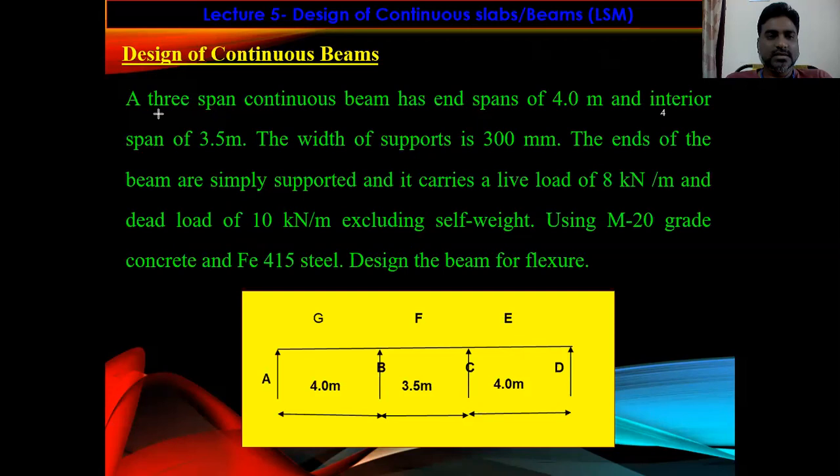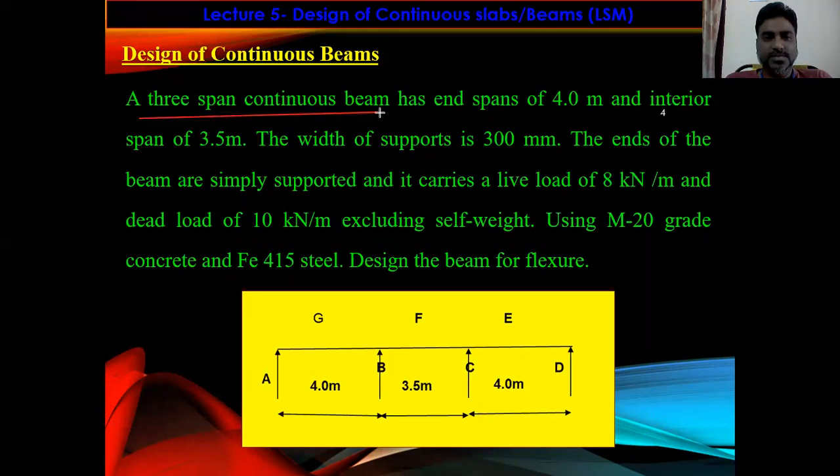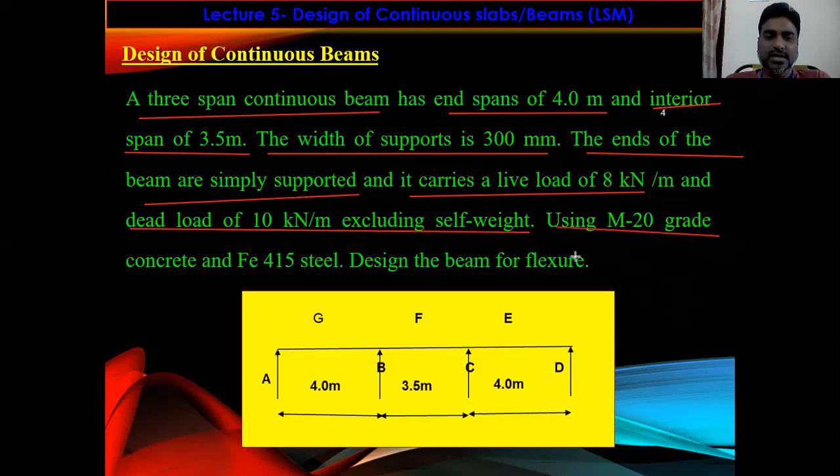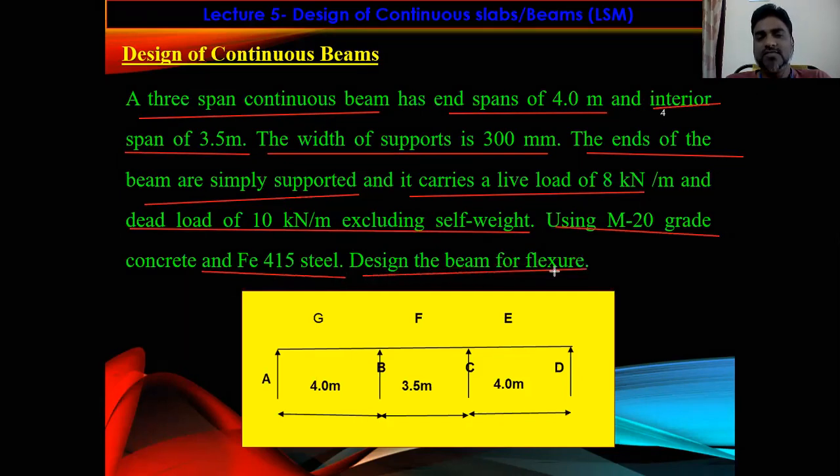Design a three-span continuous beam that has end spans of 4 meters and an interior span of 3.5 meters. The width of support is 300 mm. The ends of the beam are simply supported and it carries a live load of 8 kN per meter and a dead load of 10 kN per meter, and this is excluding the self-weight. Use M20 grade concrete and Fe415 steel. Design the beam for flexure.